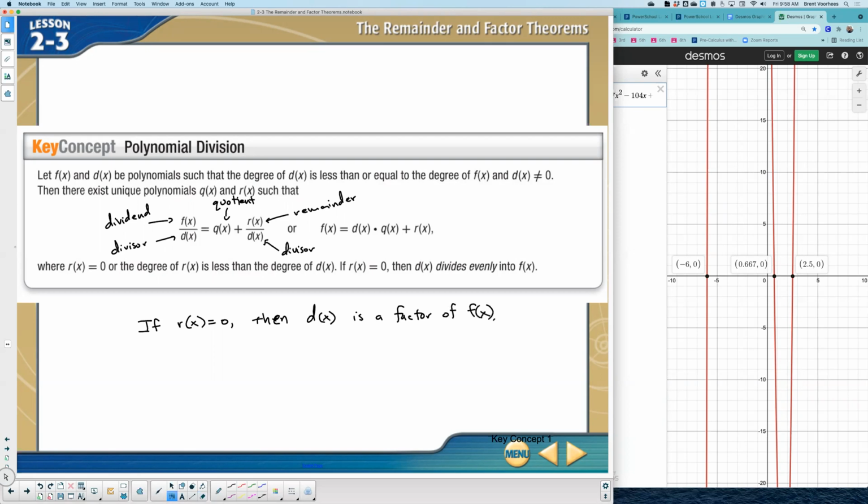Remember that earlier on this school year I told you my goal is to teach you mathematics. Like you might speak English, you might speak Spanish, you might speak a different language. My goal is to have you be able to speak math by the time you get out of here. This is plain and simple speaking math right there. If the remainder equals 0, then the divisor is a factor of the original.